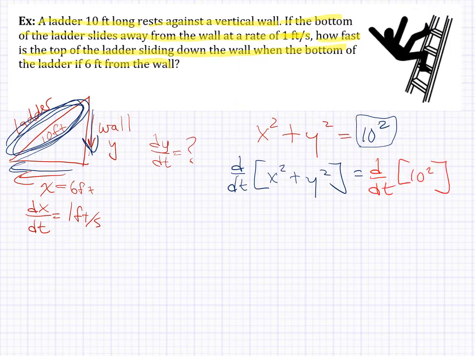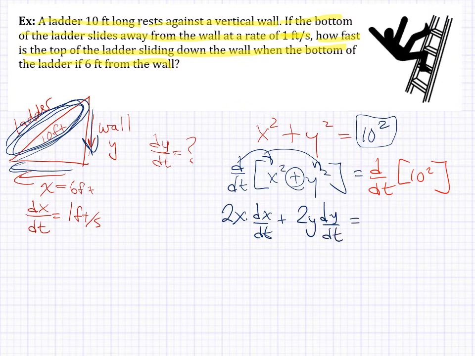what do we get? Well, since these are added together, we could take the derivative of each one of these separately with respect to t. Both would be implicit because t is the variable we're taking the derivative with respect to. So this would be 2x, then dx/dt, plus the next one would be 2y dy/dt. And on the other side, you're taking the derivative of a constant with respect to t, which would be 0.